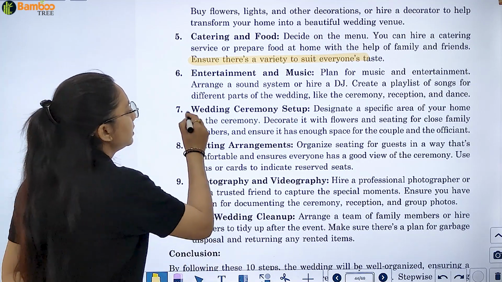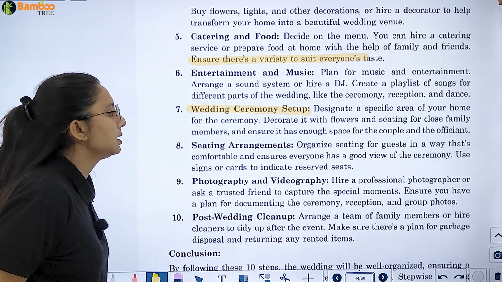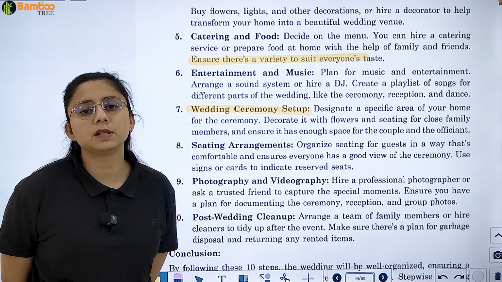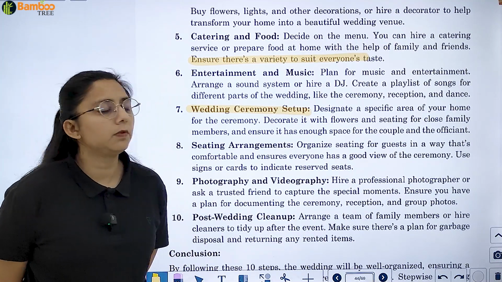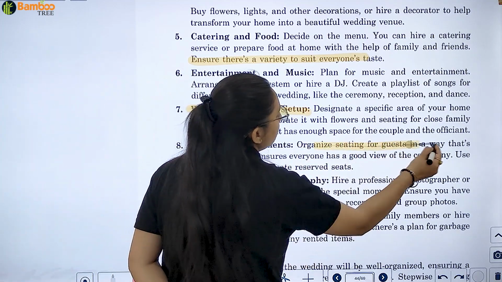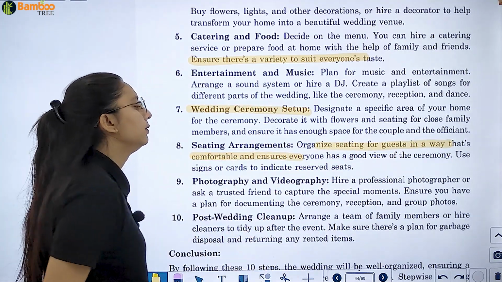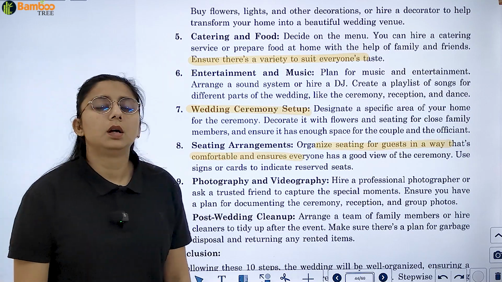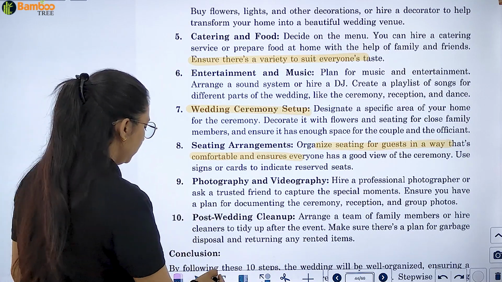Then wedding ceremony setup: designate a special area where the different ceremonies will be held, decorated with flowers, or seating for close family members. Seating arrangement: organizing seating for guests in a way that they are comfortable. Then we have photography and videography.